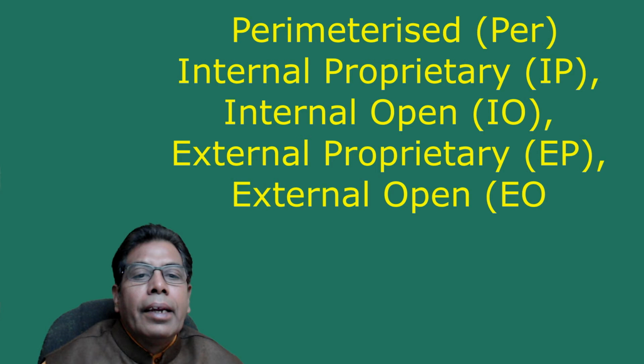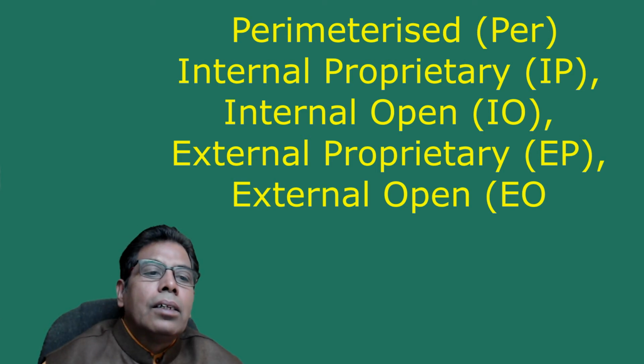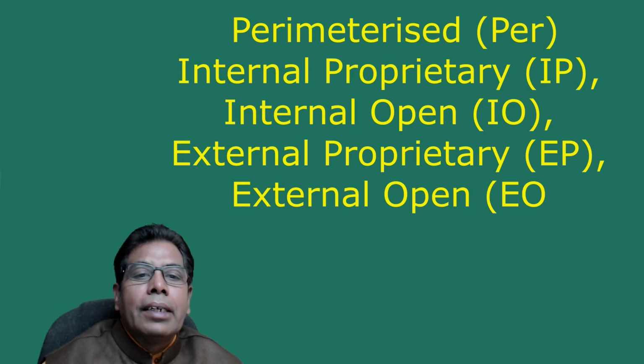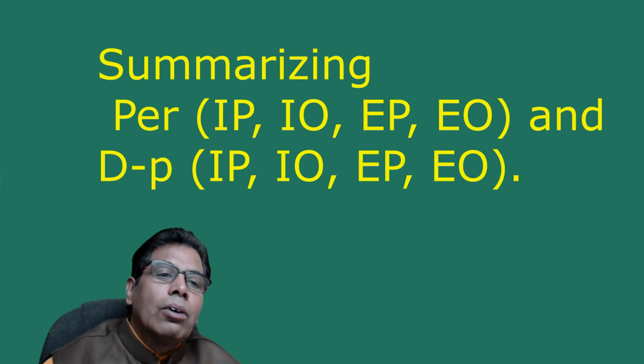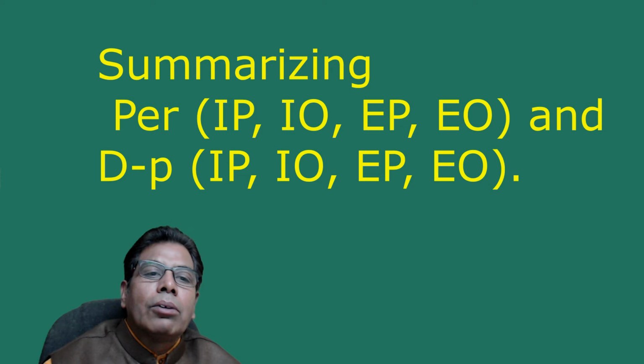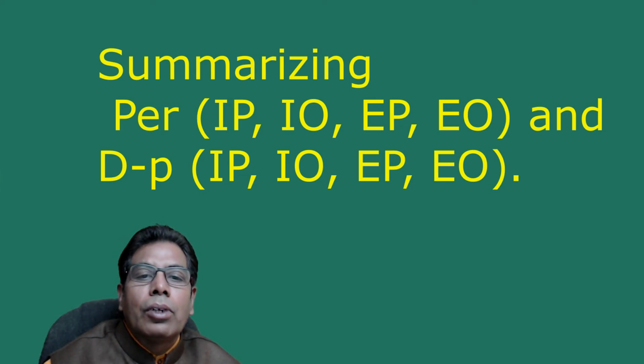So taken together, the fourth dimension corresponds to two different states in the 8 possible cloud forms. First is the perimeterized, that is PER: internal proprietary, that is IP, then internal open, that is IO, then external proprietary EP, and external open EO. And similarly for deperimeterized DP, we have the internal proprietary IP, internal open IO, external proprietary EP, and external open EO. Thus, if you summarize this, we have PER, and in this we have the IP, IO, EP, and EO. Similarly, for DP, we have the IP, IO, EP, and EO. These are the 8 total different categories.